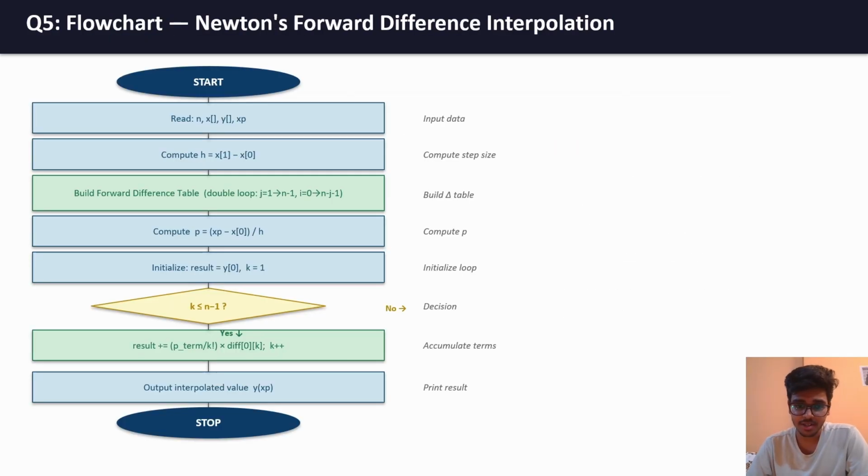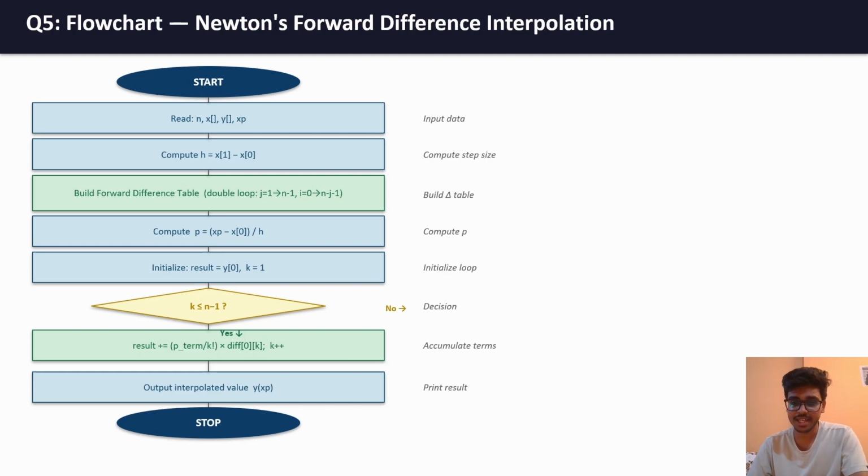As you can see on the screen, the flowchart begins with a start terminal in a rounded oval shape. Every flowchart must begin with a start and end with a stop. These are called terminal symbols. The first rectangular process box reads: read x array, y array and xp. This is the input step. We take in all the data we need: the number of points n, the known x and y values, and xp, which is the point where we want to estimate.